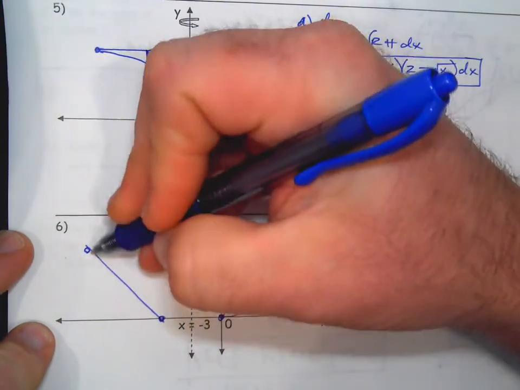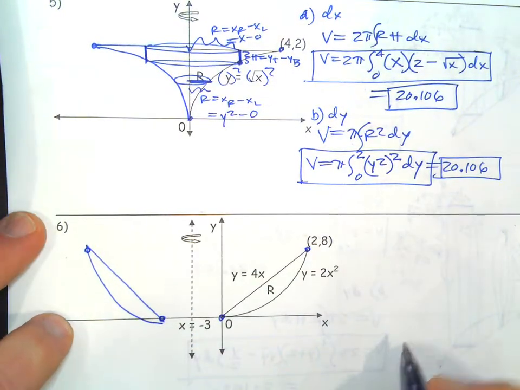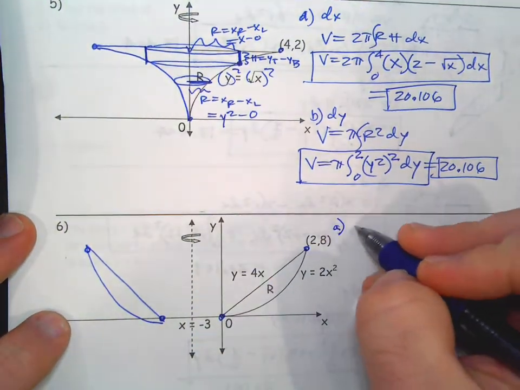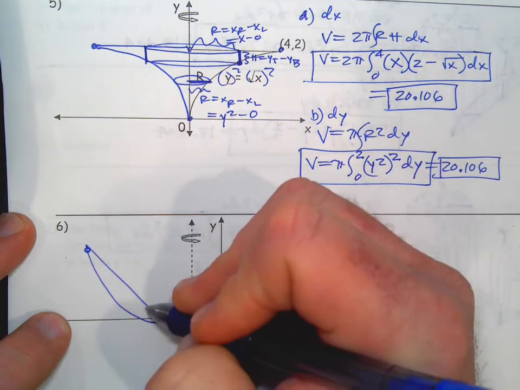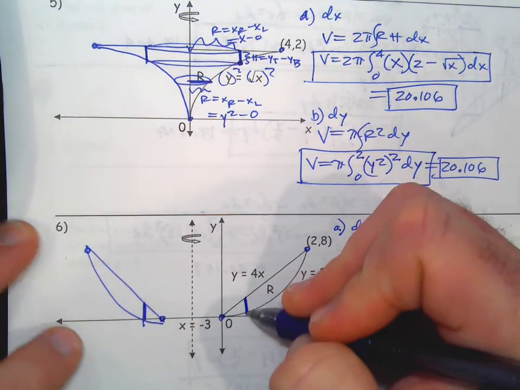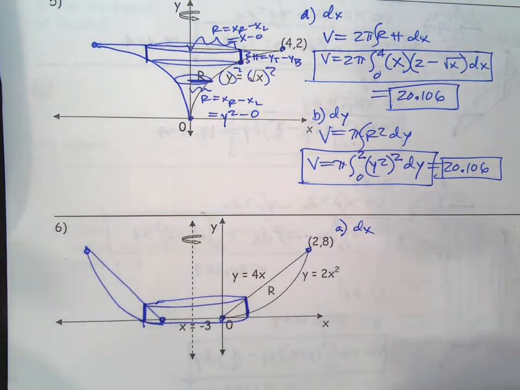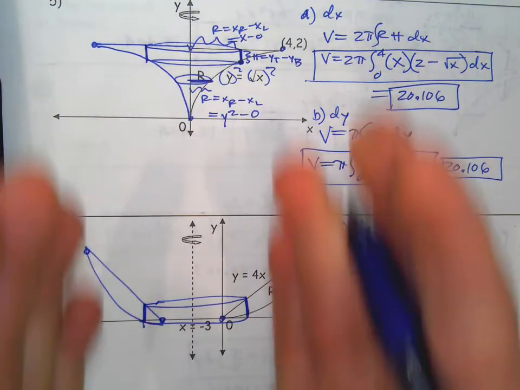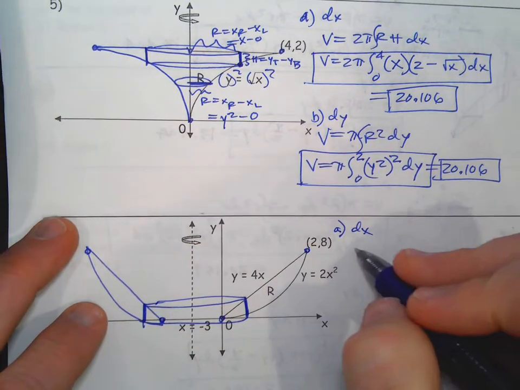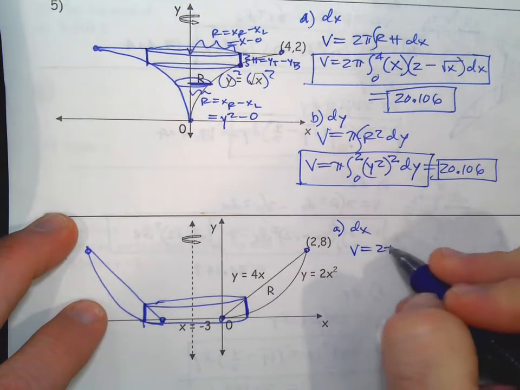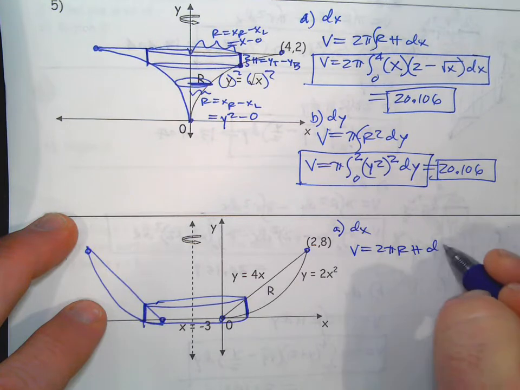Okay, last one. Let's draw a picture. Part A is going to be dx, which will be vertical slices, which will be shells because it's parallel to the axis of rotation. You should know, oh, these are parallel to the axis of rotation, so it's going to be a shell. The volume is 2 pi r h dx.